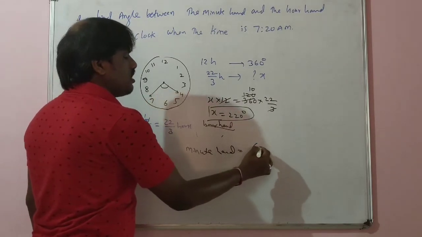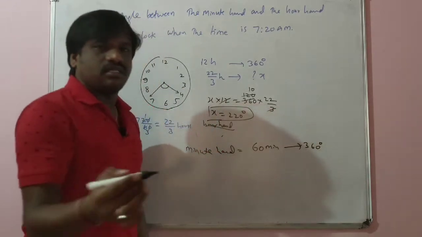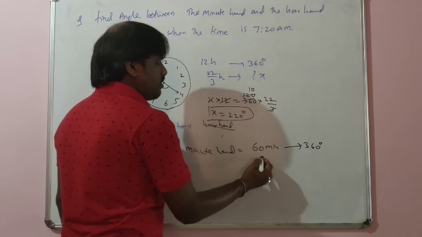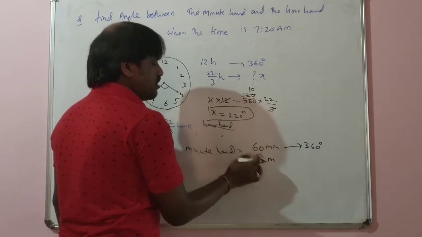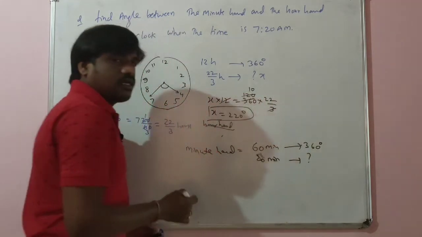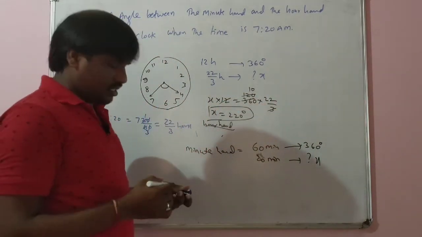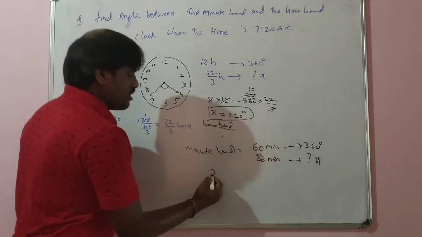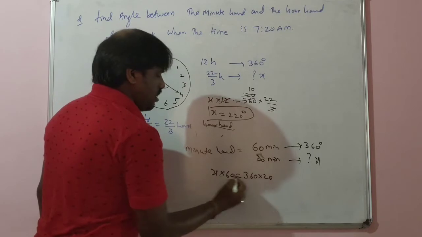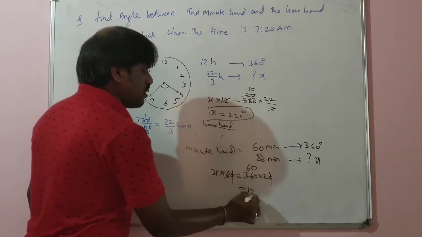You know that 60 minutes is equal to 360 degrees, right? Then in 20 minutes, how many degrees does it take? That you should know. Let us take this as X and do the cross multiplication. X into 60 is equal to 360 into 20. Here the zeros get cancelled, 6 sixes are 0 cancel out. So this is 120 degrees.